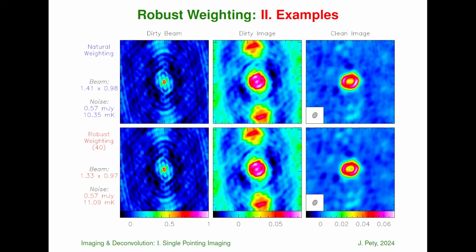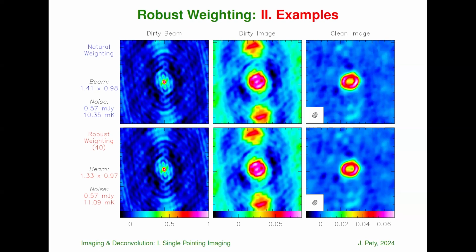I will give the threshold, which is 40 here, and then the synthesized beam size, 1.4 by 0.98 arcseconds. And then the noise value in milliJansky and in milliKelvin. And the same values for robust weighting.